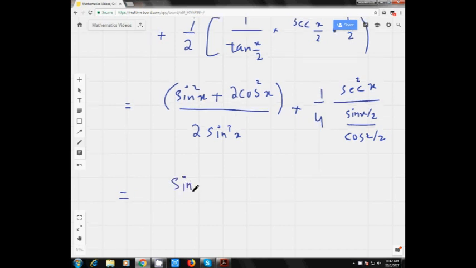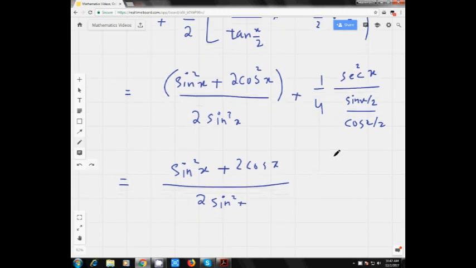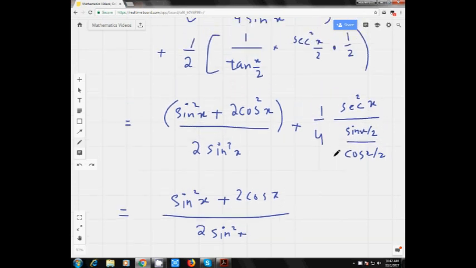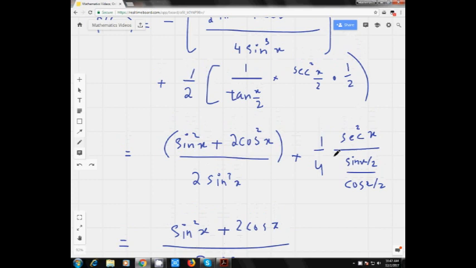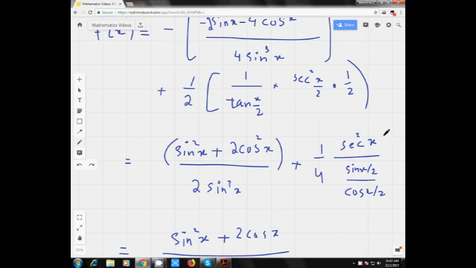sin square x plus 2 cos square x divided by 2 sin square x. This cos x by 2 could be taken at the top and it cancels the secant square x by 2, and you're left with only secant x by... sorry, it could not be cancelled. Yes, it could be cancelled because here it was secant square x by 2.